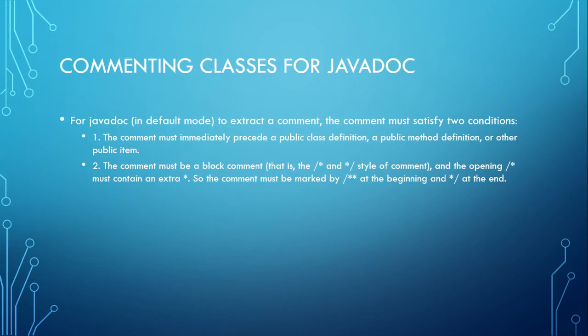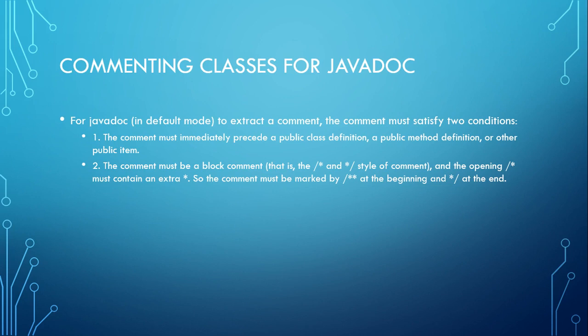Now, commenting classes for JavaDoc. For JavaDoc, in the default mode to extract a comment, the comment has to satisfy one or two conditions. The first condition is that the comment must immediately precede a public class definition, a public method definition, or other public item. If it's private, it's not even going to bother. It has to be public. All right. Additionally, the comment has to be a block comment.